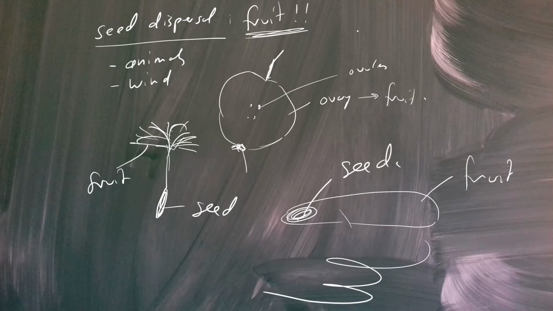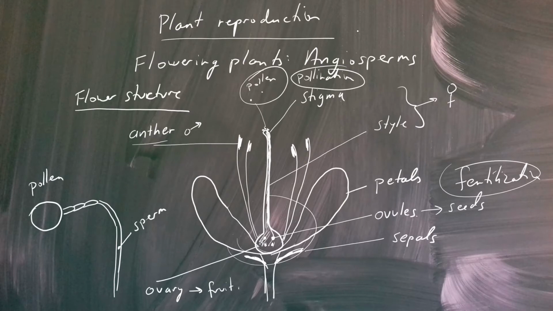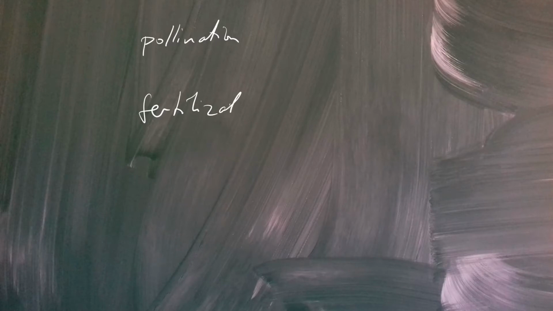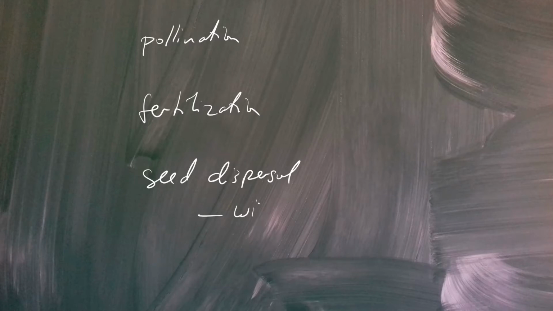So the idea here is we've talked about three things now. We've talked about pollination. We talked about fertilization. And we talked about seed dispersal. Seed dispersal can be done by wind, by water, by animals. What about pollination? Pollination can be done by wind. It can also be done by animals, like insects.